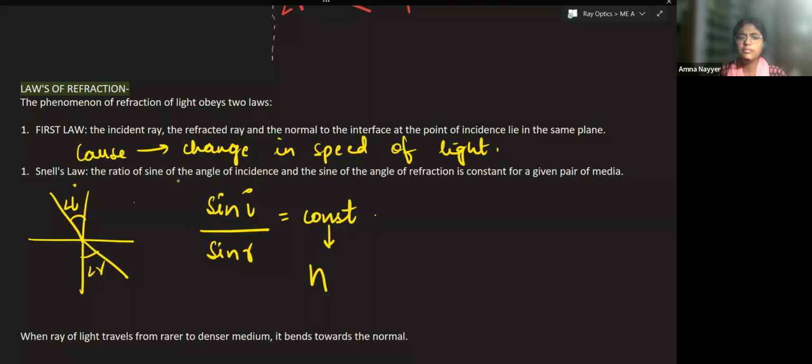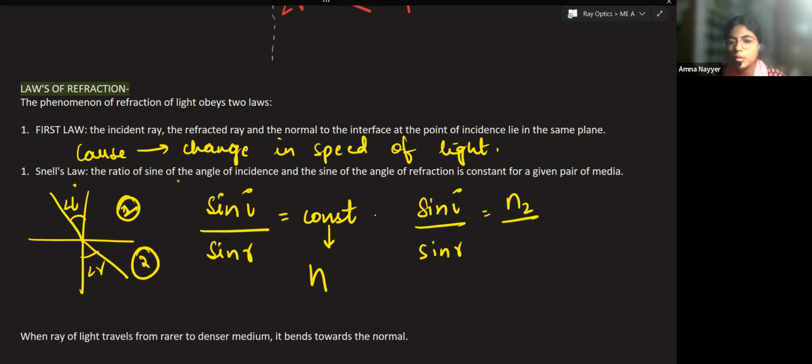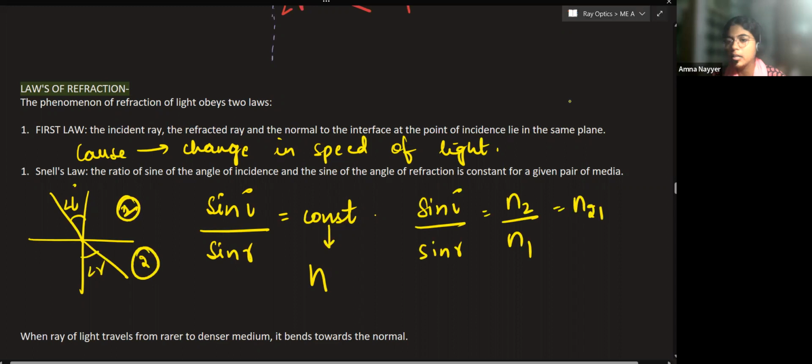Even if there are two media, let's say the first is this, the second is this, and light is traveling from the first to the second, you can simply write sine i by sine r is equal to n2 by n1.